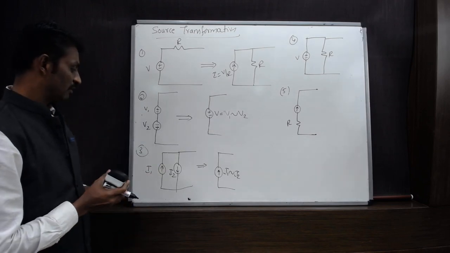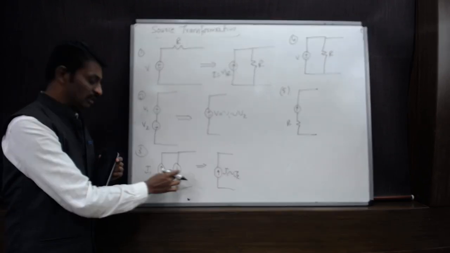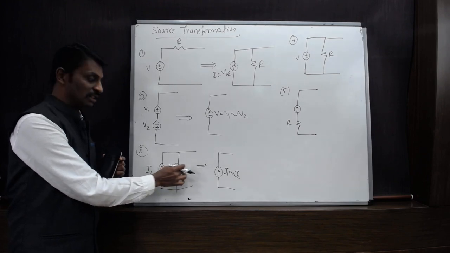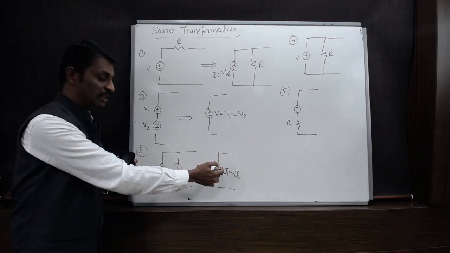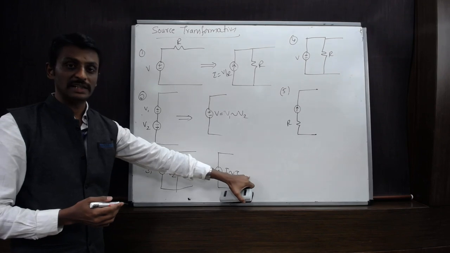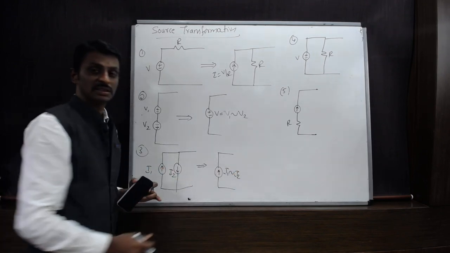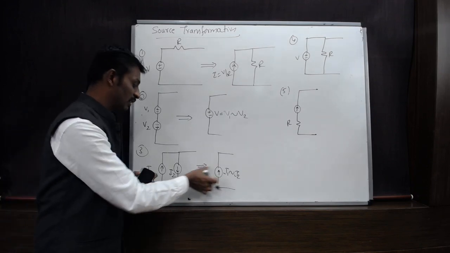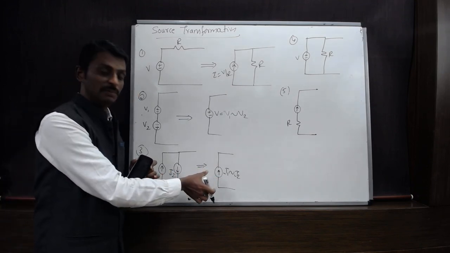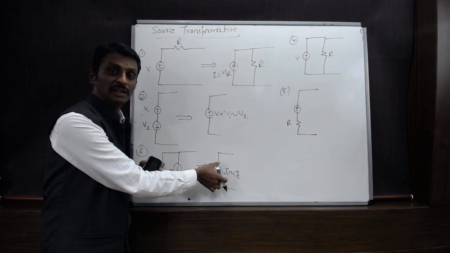Similarly, when current sources are connected in parallel with the same direction, the equivalent current source has the sum of the two current sources. If they are connected with opposite polarity, the difference of the currents is taken, and the direction of the current source having the highest value is retained.